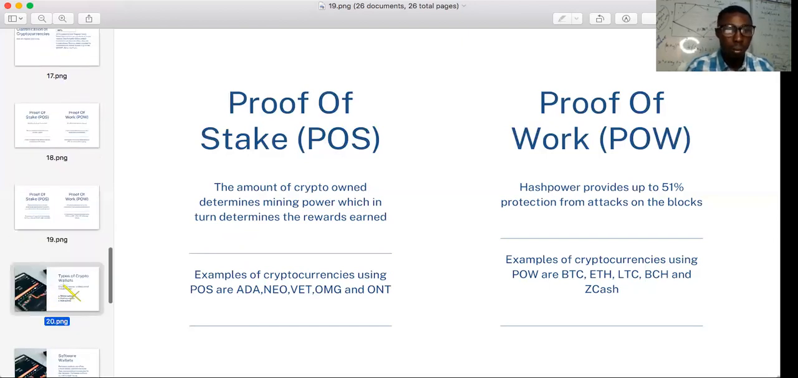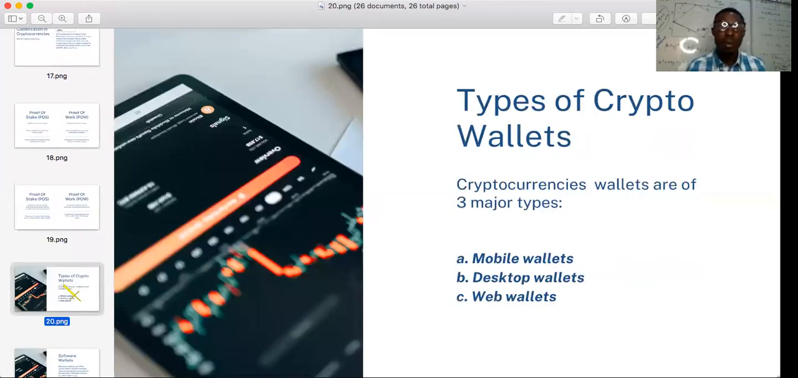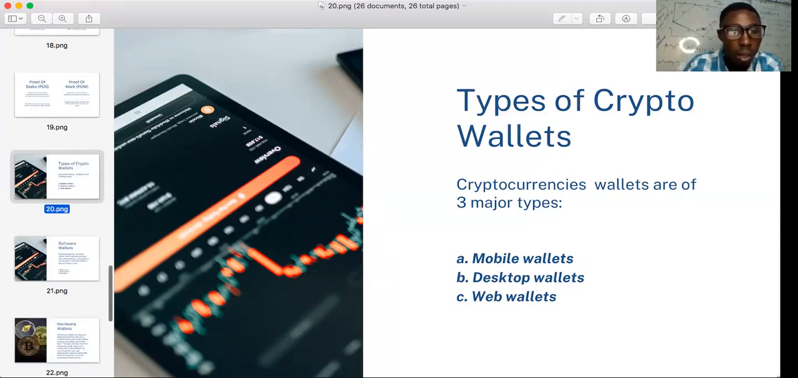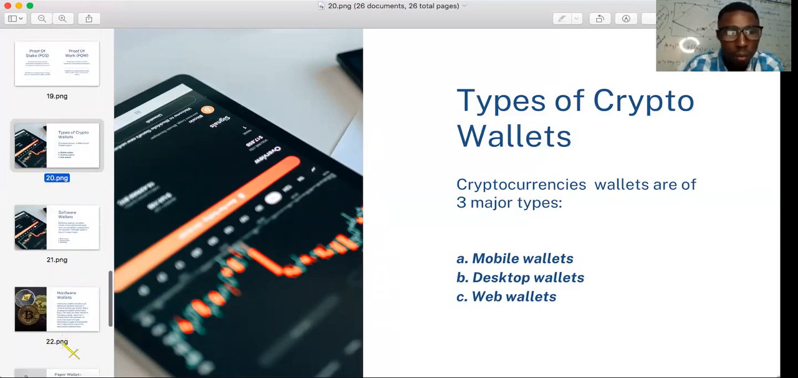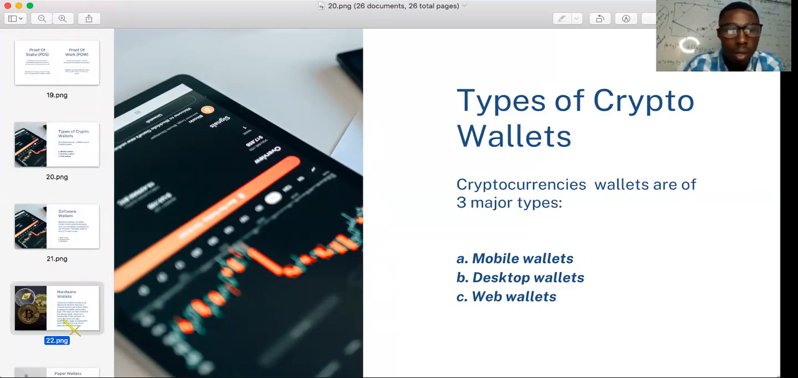All right. Types of cryptocurrency wallets. Cryptocurrency wallets are usually classified into three: the mobile wallet, the desktop wallet, and the web wallet. The mobile wallet means that these wallets are accessed by using your mobile phone. The desktop wallet uses your desktop, and the web wallet is stored on the internet. Let's do some proper classification. So that's types of wallet.